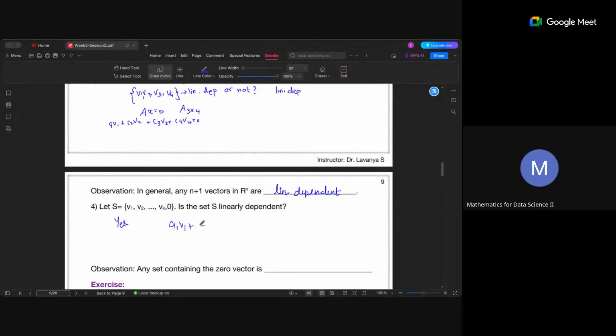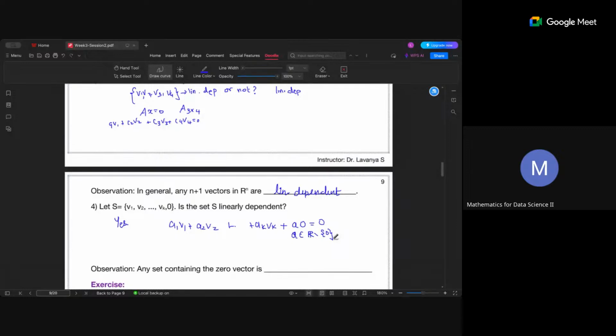So you can put a1 v1 plus a2 v2 plus etc. ak vk. You don't know what the coefficients of these are, it does not matter, because you can always put a scalar here, any non-zero scalar, right? So what is this notation? You all know, right? R minus 0: the real set without the element 0. So a can be any non-zero real number, right? Since we can put this, this set S is linearly dependent.